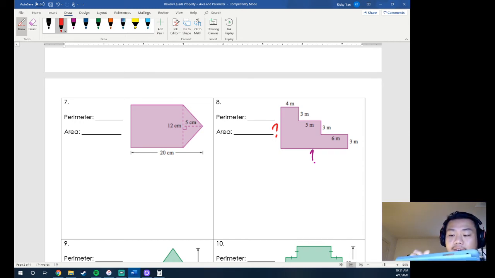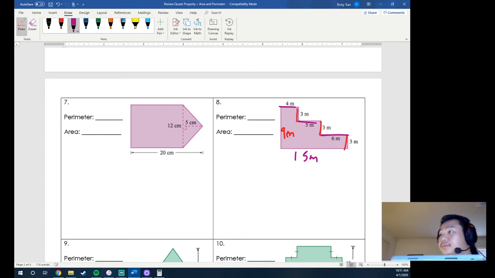So here, to find the red length, we're just taking this length plus this length plus this length, or 3 plus 3 plus 3, which is 9 meters. And then for the purple length, we have this plus this plus this, or 4 plus 5 plus 6, which is 15 meters.